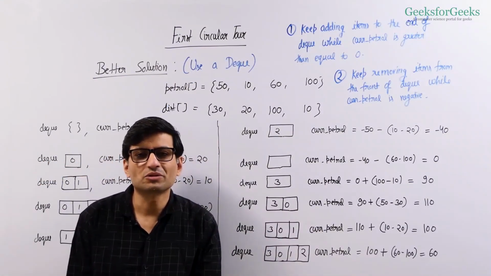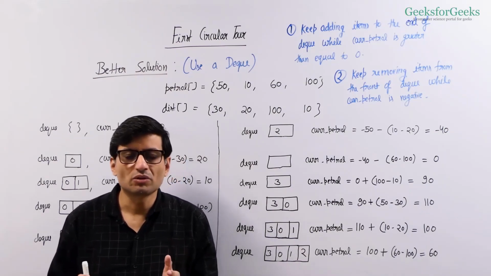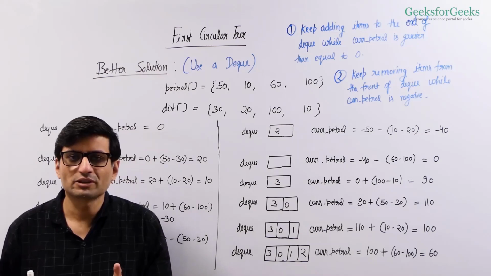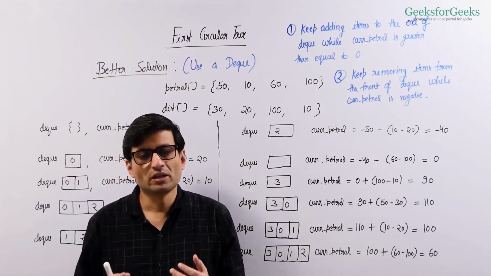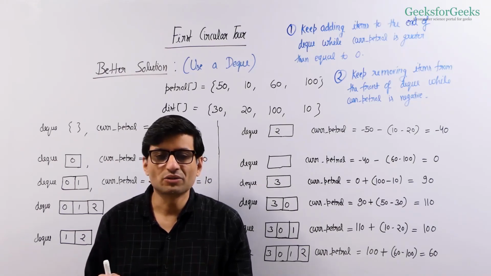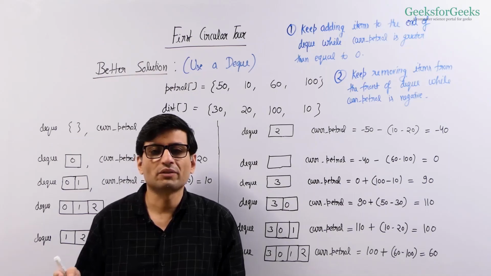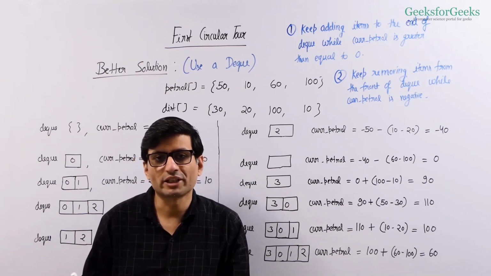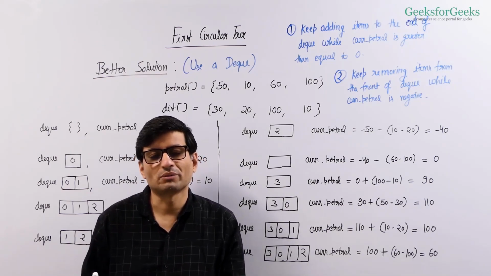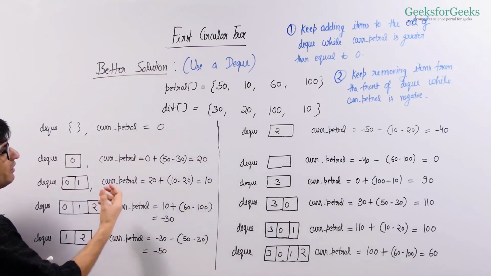The idea is to use DQ data structure. We maintain a DQ of the current set of petrol pumps that can be visited. What we do is, while current petrol is greater than 0, we keep adding petrol pumps to the end of the queue. And if the current petrol becomes negative, then we start removing petrol pumps from the beginning of the DQ. Let's understand this with this example.